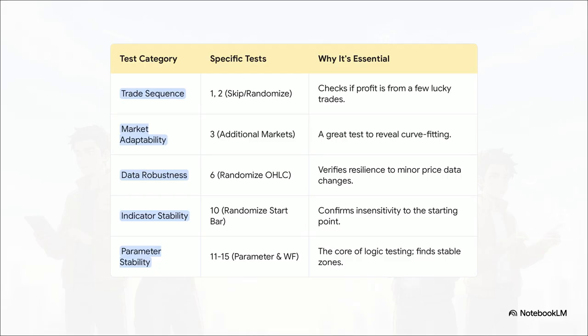Like, is your profit curve just the result of a couple of really lucky trades that happen to fall in a row? The trade sequence tests will tell you that. Does your logic only work on the NASDAQ, or does it also work on, say, the S&P 500? That's market adaptability. And probably most important of all, parameter stability. These check if your strategy only works with one magic number, or if the logic is strong enough to work across a range of inputs. This is how you find out if you've discovered a real market edge, or if you just got lucky with curve fitting. These are the questions that really matter.